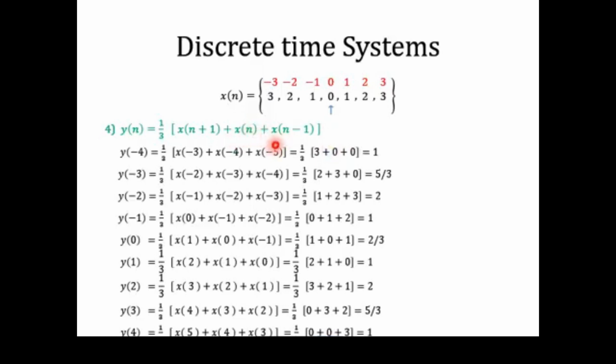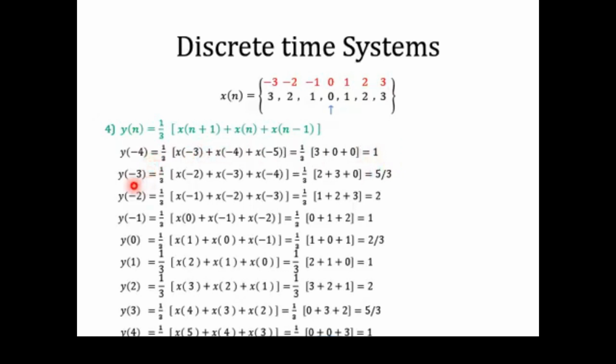Similarly, x of minus 5 is also 0, so here you will write 0. So 3 plus 0 plus 0 is 3, and 3 divided by 3 will be equal to 1. So this will be the y of n sequence value at minus 4 index.